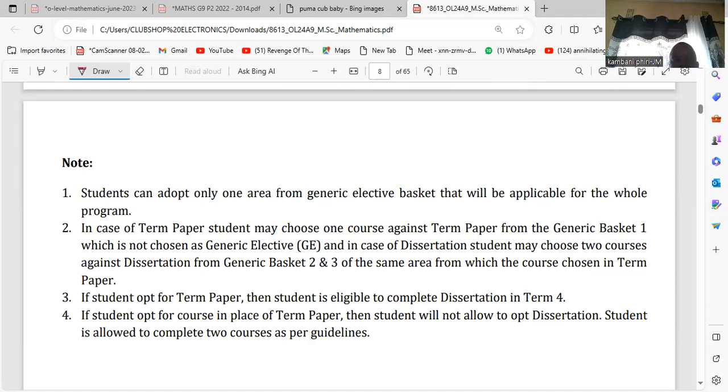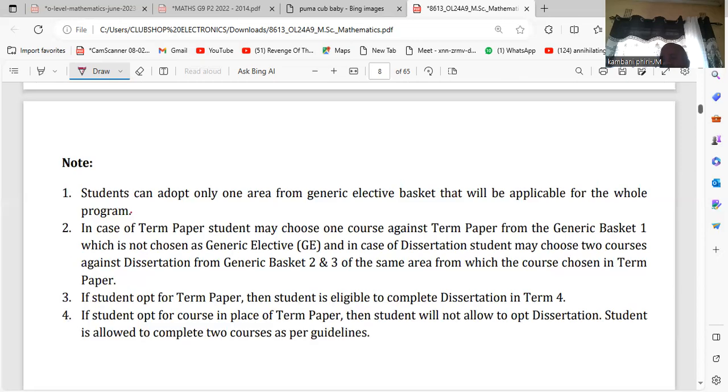As a guide, students can adopt only one area from the generic elective basket that will be applicable for the whole program. In case of term paper, the student may choose one course against term paper from the generic basket 1, which is not chosen as the generic elective, which is GE. In case of dissertation, the student may choose 2 courses against dissertation from generic basket 2 and 3 of the same area from which the course was chosen in term paper. Okay, so that is what is there, basically.